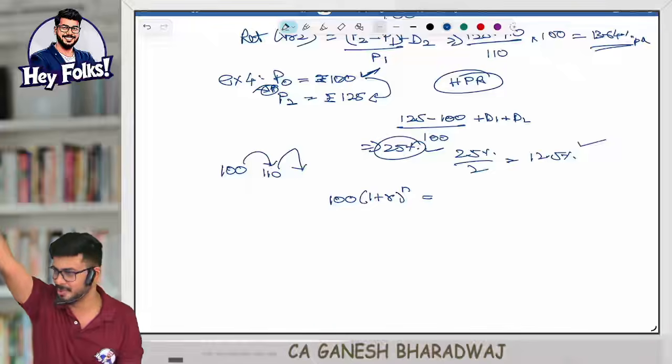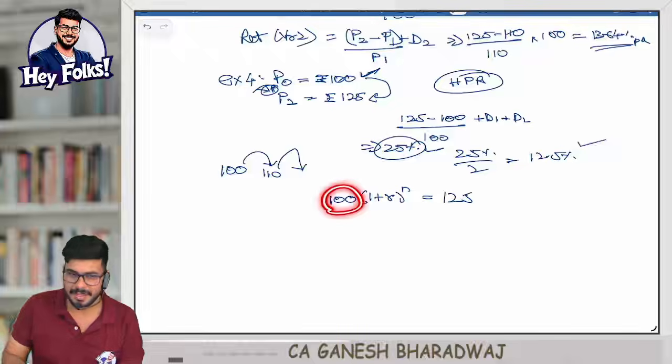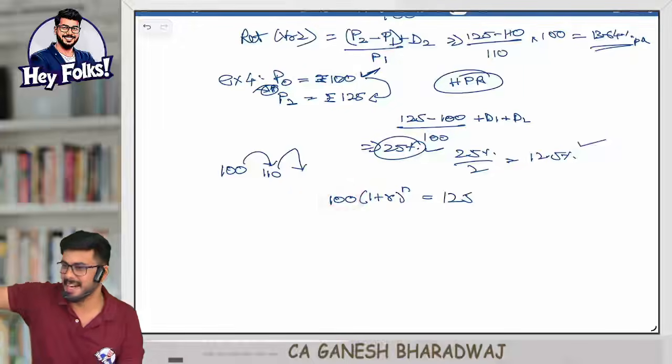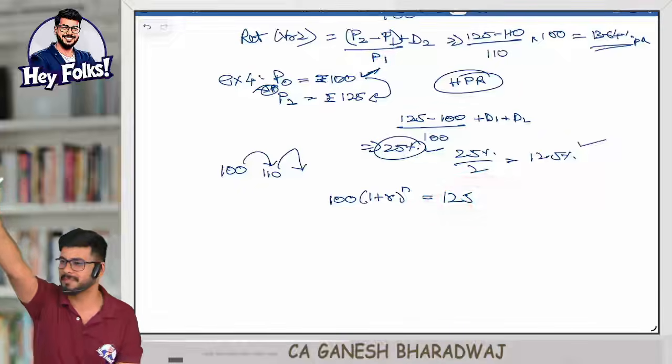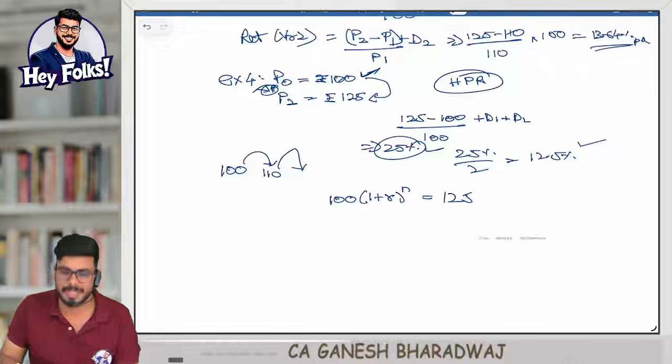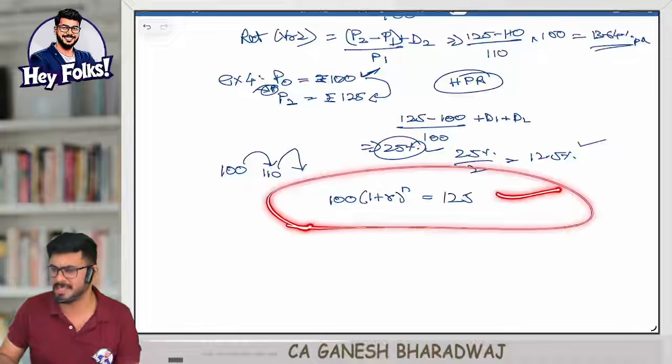Guys, you all able to understand? Here I will say 100 rupees, reinvested at the end of the first year again, and at the end of the second year again, at the end of the third year again, and so on, became 125 rupees at the end of the life. Which means how much is going to be my effective rate of return?